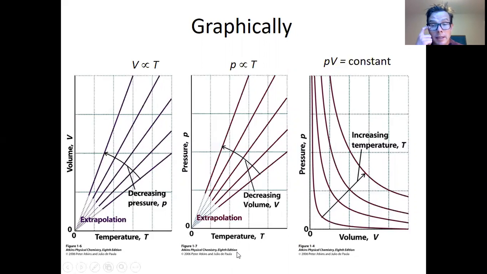Charles' law also tells us that pressure is proportional to temperature. Same sort of game. If you extrapolate these lines backwards, you hit absolute zero. Last but not least, on the right, we have Boyle's law.